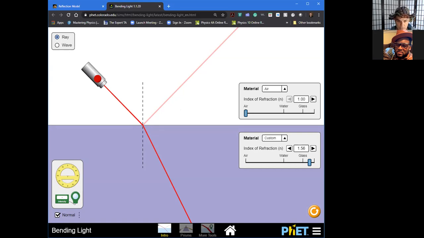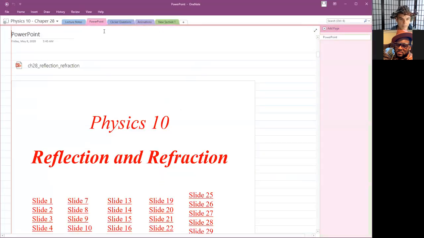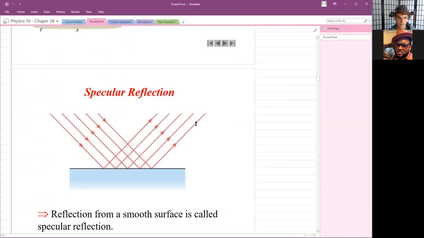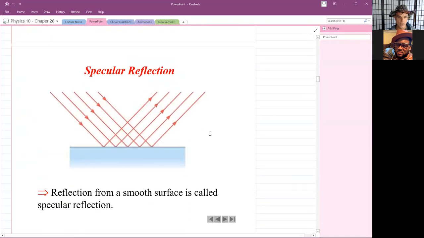So going to the lecture notes. Let me just skip by this. So one, just real quick, here's a bigger view of it. Specular reflection is reflection from a smooth surface, which isn't ideal because if our eye was here, we'd be able to see it. But if I was over here or something like that, I'm not going to be able to see it.